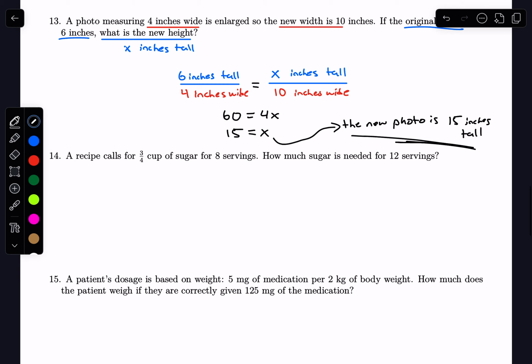All right, number 14. A recipe calls for 3/4 cup of sugar for 8 servings. How much sugar is needed for 12 servings? So it's how much sugar is our question, and it's measured in cups according to the beginning of the problem. So we're solving for x cups here. I want one fraction to have x cups on top and 12 servings on bottom. And then on the other side of the fraction, we know that it's 3/4 cup to 8 servings.